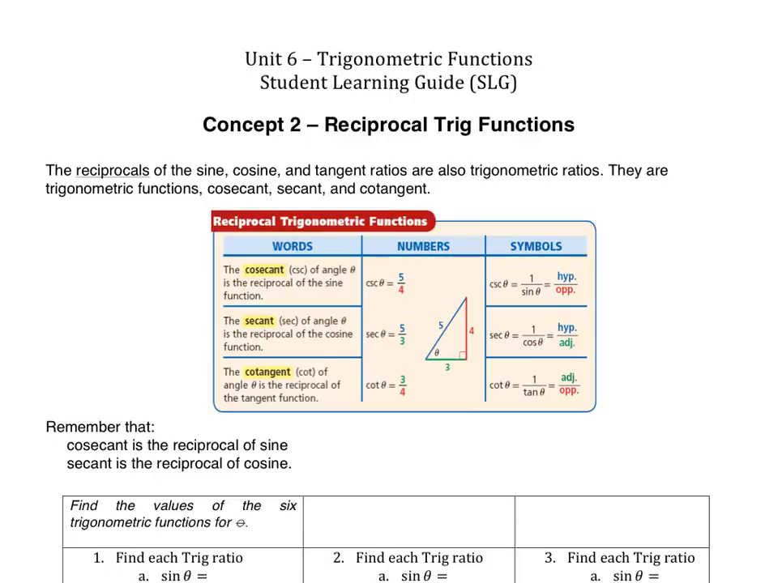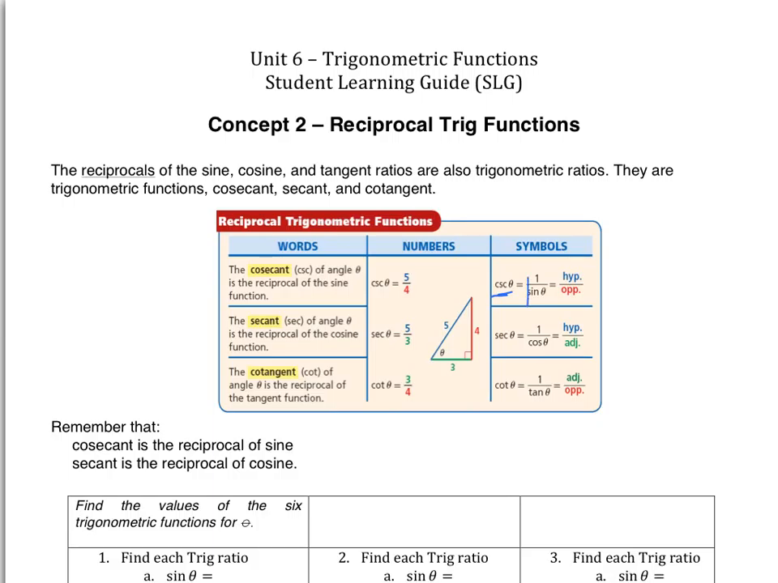In this concept video, we're going to look at reciprocal trig functions. Reciprocal means basically flip it over, right? Or put 1 over whatever you have. So, looking over here, I have cosecant is 1 over sine, and then secant is 1 over cosine, and cotangent is 1 over tangent.